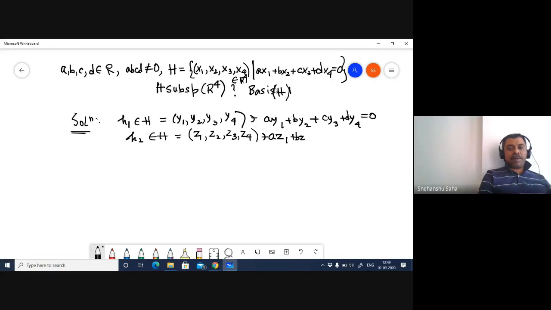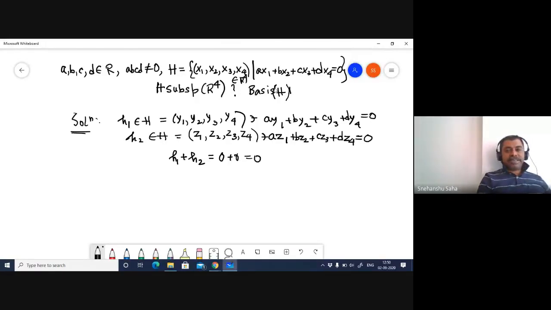So AZ1 plus BZ2 plus CZ3 plus DZ4 equals 0. Now, what do I need to show in order to show that H is a subspace of R4? Since H1 and H2 belong to H, they should have additive closure, so H1 plus H2 should also belong to H. H1 is given by this and H2 is given by this, so when you take the sum, it's obviously 0 plus 0, which is 0.